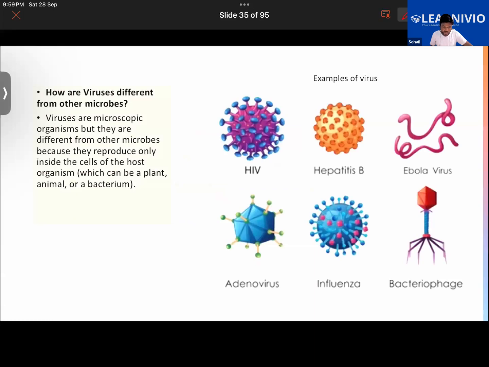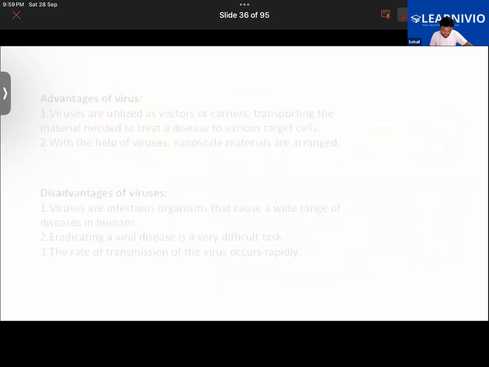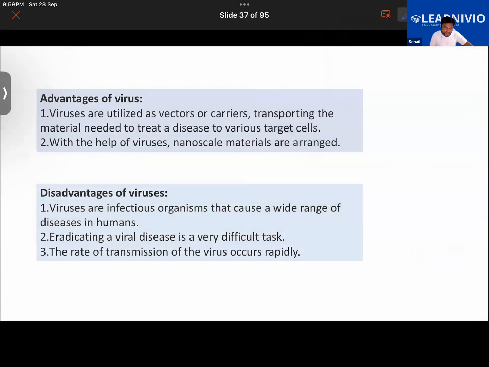Here you can see examples of some other viruses, like the Ebola virus, which has a structure like this. How are they different from other microorganisms? We have learned that they can reproduce only inside the cells of the host organism. Now the question is, how can there be any advantage of a virus? We know that there are so many disadvantages, as it causes a wide range of diseases. Getting rid of a viral disease is very difficult. Recently we have observed how COVID-19 is very difficult to control. The rate of transmission of the virus is very rapid, rapidly transmitting from one infected person to another.